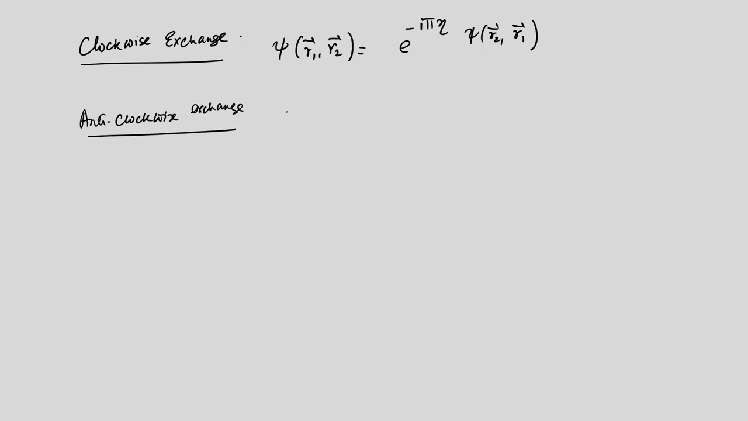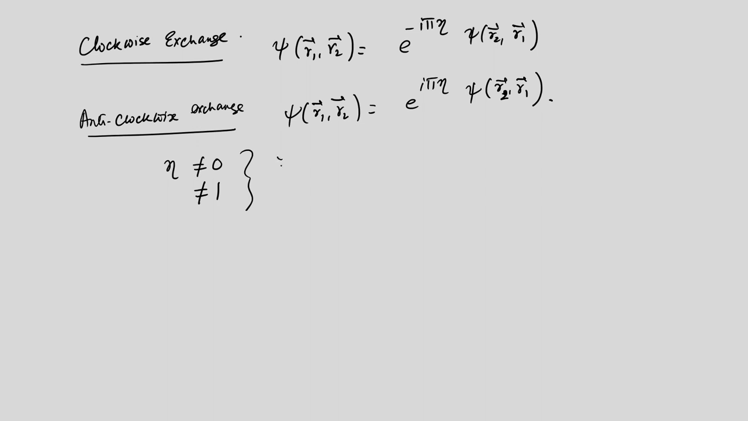we have psi of r1 r2 equal to exponential minus i pi eta psi of r2 r1, and corresponding to an anti-clockwise exchange, psi of r1 r2 is equal to exponential i pi eta psi of r2 r1. Okay, and here eta is neither equal to 0 nor equal to 1, and it takes fractional values. And that's why the particles would be called anyons as opposed to fermions or bosons.